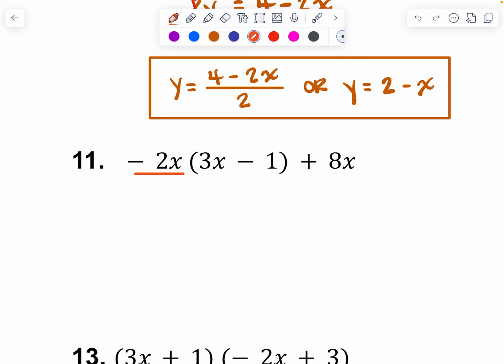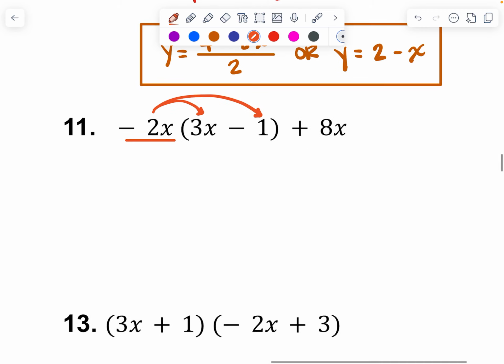That is the whole purpose of the parentheses, is to tell us that each one of these terms has to get the negative 2x multiplier. All right, so we're going to multiply negative 2x times positive 3x. You multiply the numbers just like usual, and then of course x times x is x squared, because we add the exponents when we multiply.